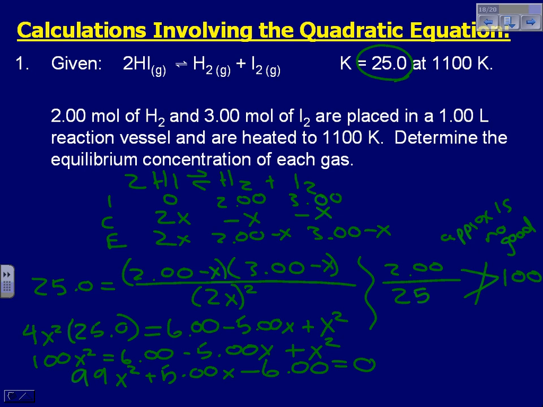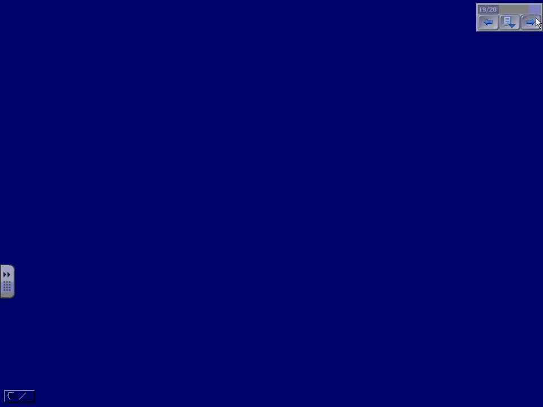I'm going to go to the next page for this. A is 99, B is 5, and C is 6. And I know it's 6.00, and it's 100 to 2 significant digits. But for the sake of putting it into the quadratic, we can leave those off. We'll bring them back in at the end. Have I done anything wrong?